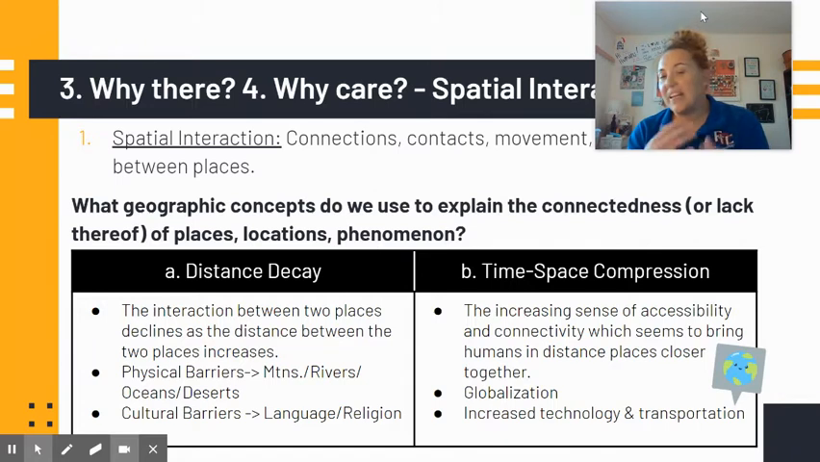Time-space compression is the increasing sense of accessibility and connectivity, which brings humans that are far apart seemingly closer together. And the biggest thing that drives time-space compression is technology. So obviously through the internet, I have friends that live in Saudi Arabia, and I can interact with them like they were sitting in my living room because of the internet.